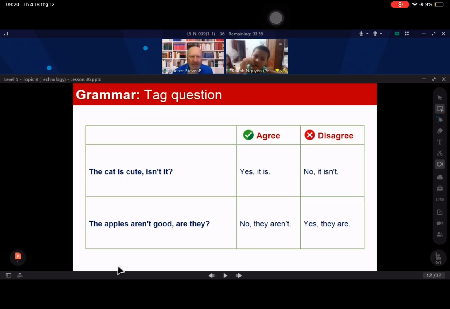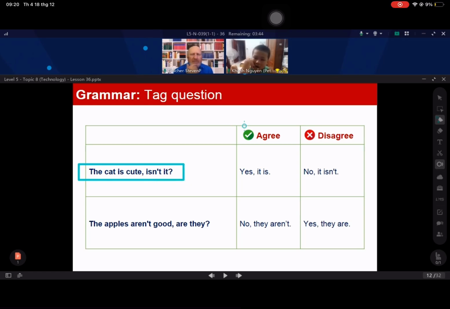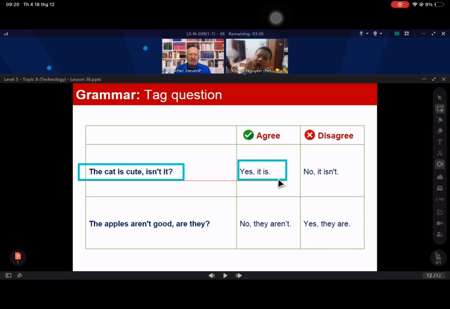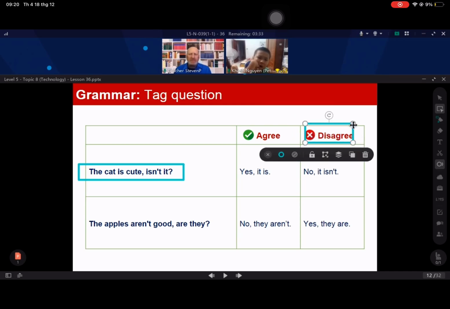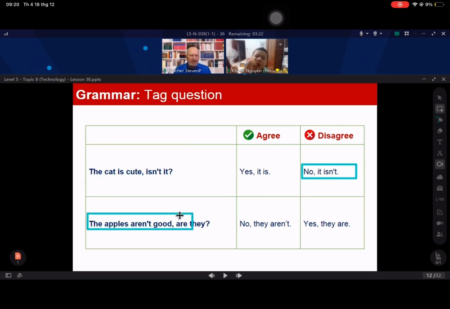Can you see that? Okay, let's have a look at this one here. How do you respond if someone says to you, the cat is cute, isn't it? If you agree, then you would say, yes, it is. If you disagree, if you don't agree, and they say the cat is cute, isn't it? Then you would say, no, it isn't. It isn't cute.